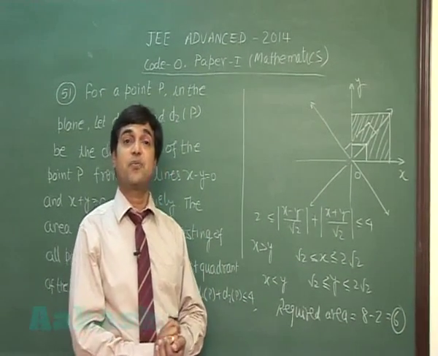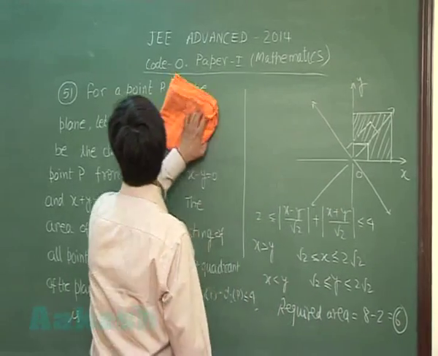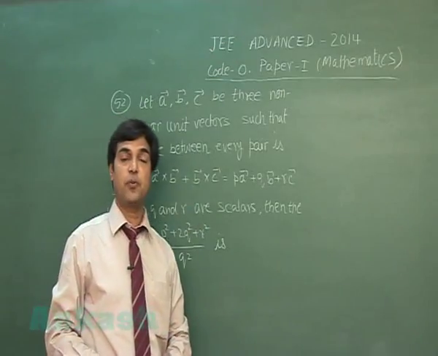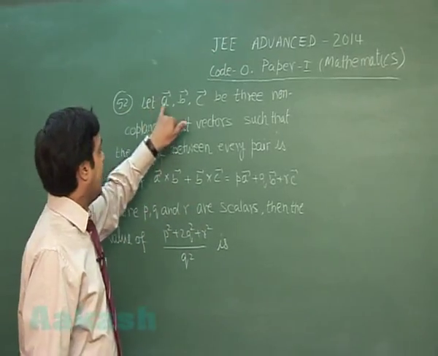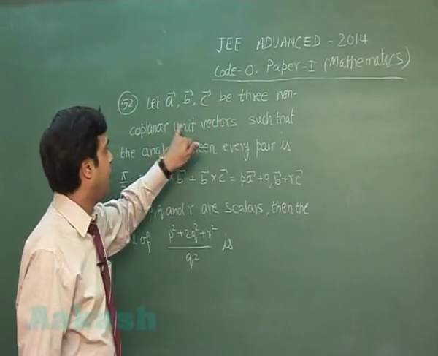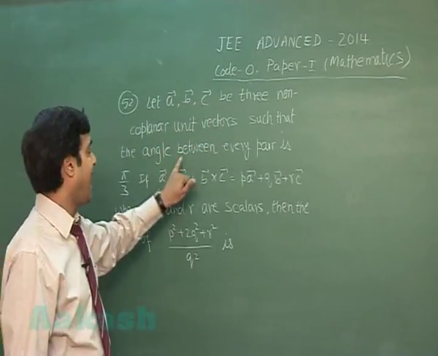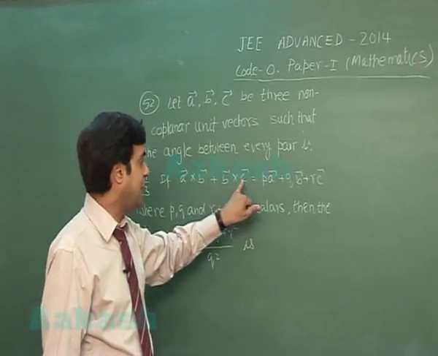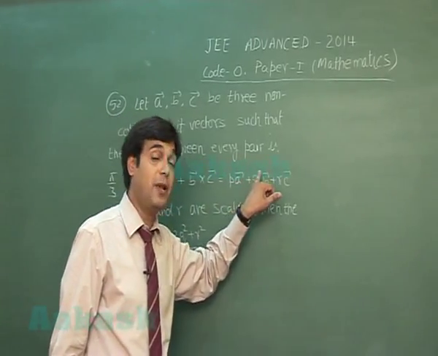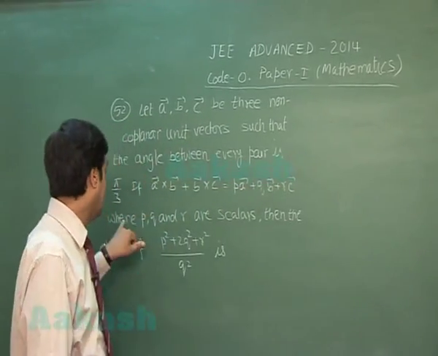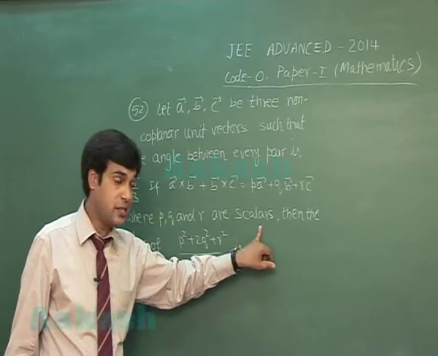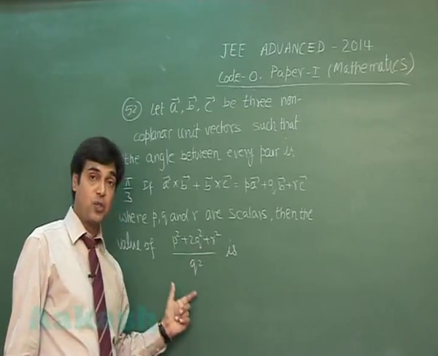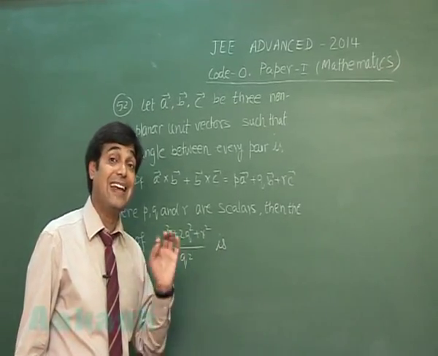Clear? Let's move to the next question. Okay, let's go for question number 52. Let A, B, C be three non-coplanar unit vectors such that the angle between every pair is pi by 3. If A cross B plus B cross C equals P A vector plus Q B vector plus R C vector, where P, Q, R are scalars, then the value of P square plus 2Q square plus R square divided by Q square is.